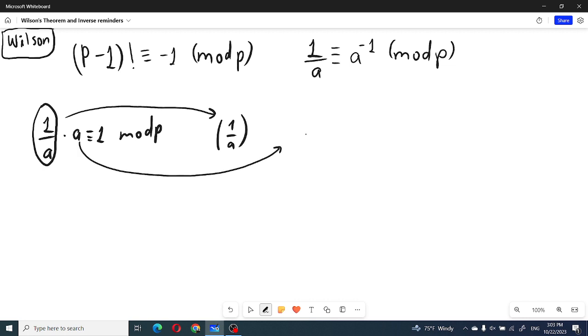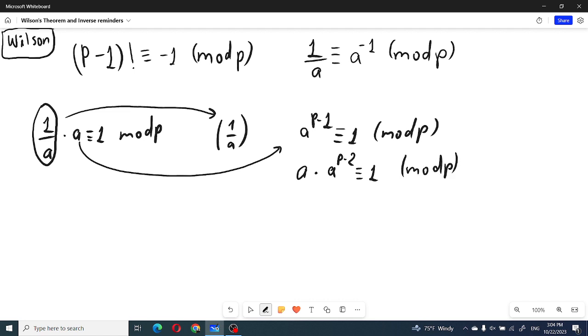So now we already know that a to the p minus 1 equals 1 mod p, if a is not a multiple of p, by using Fermat's little theorem. So if we are given a and multiply this number by a to the p minus 2, we will see that their product will always be 1 mod p. So we have proved that 1 over a equals a positive integer mod p, and this integer must be a to the p minus 2 mod p.